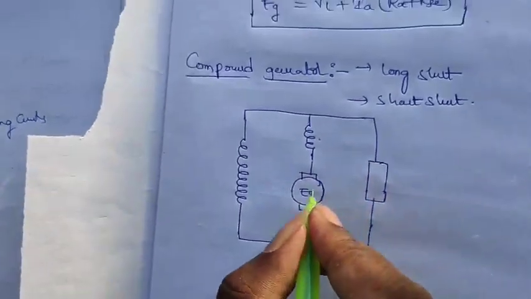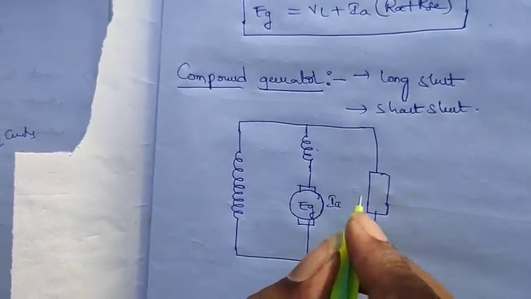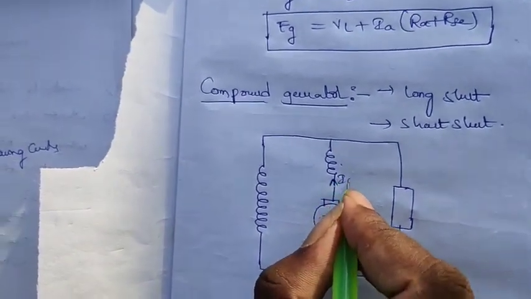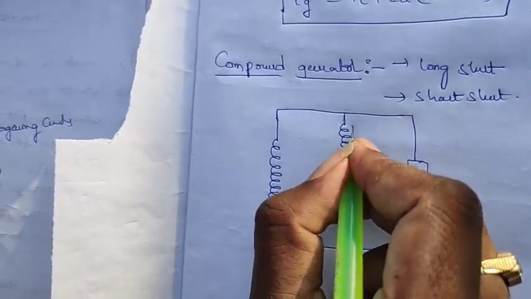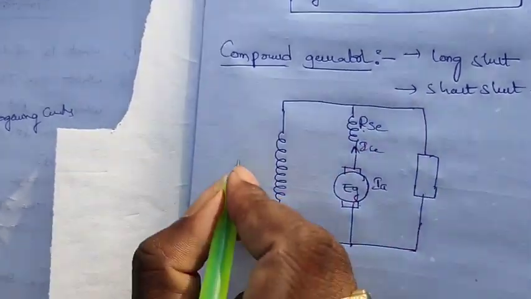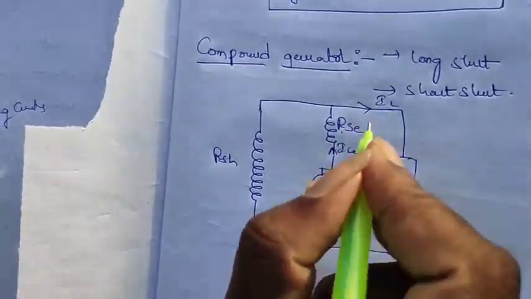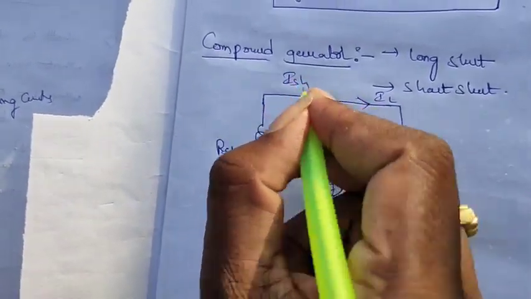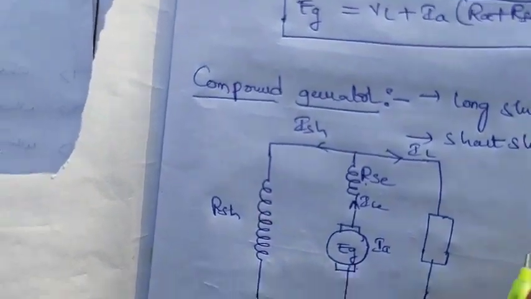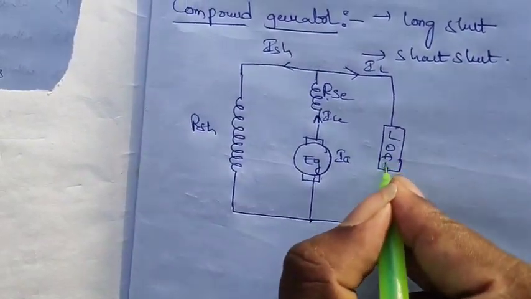So let's discuss. Here is the IA, that is ISC. The series field is RSC and the shunt field is RSH. The current division is IL and this one is ISH. This is the load.